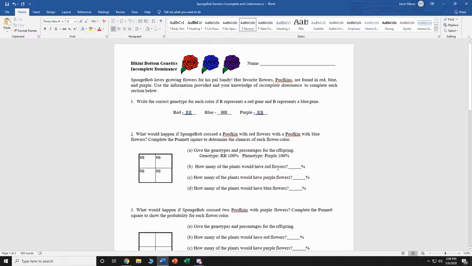How many of the plants would have red flowers? Well, how many? None. 0%. How many plants would have purple flowers? How many? 100%. So you'd write down 100%. How many plants would have blue flowers?